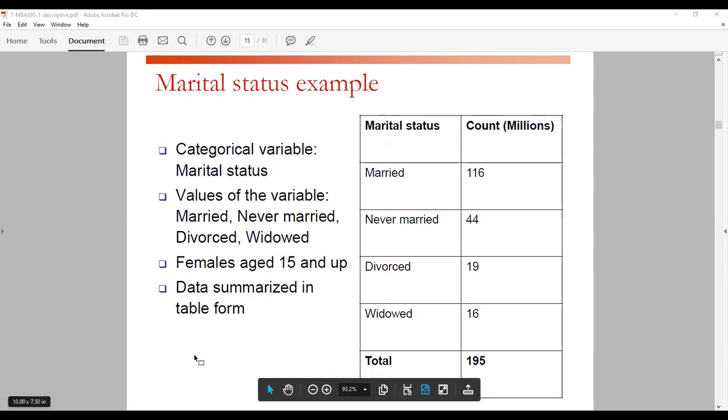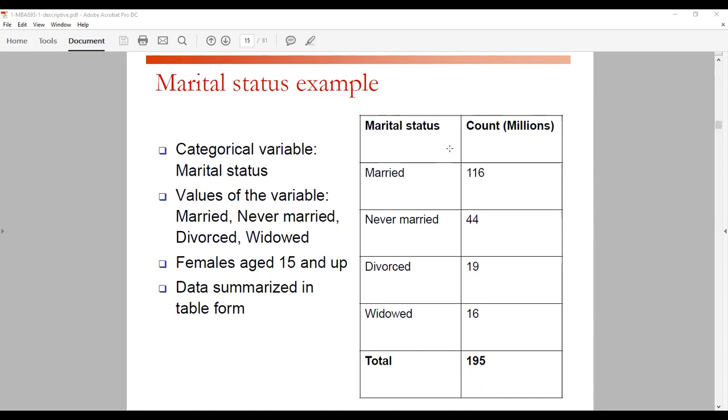Marital status example. You can see that the marital status in this case is the categorical variable. You can look down here: married, never married, divorced, widowed, and so forth. They're the categorical variables. What about the quantitative values? You can see on the right-hand side, the count in millions, 116, 44, and so forth. So here we have a table that separates the categorical as well as the quantitative variables.